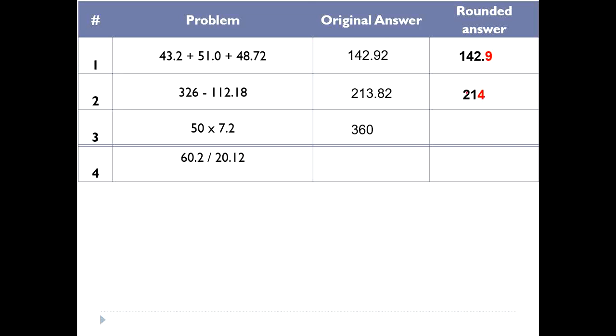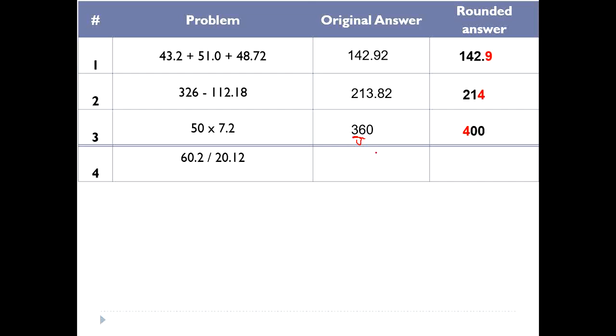Number 3, we have 360. It only has 1 significant digit from the 50, from the number 50. So how do you make this 1 significant digit? Because that's the only one. Well, I mean, you're still doing the same thing, right? Look at the 6. What does a 6 do? The 6 makes the 3 round up. So there's my 4. But what do you do with the rest? Gotta put in placeholders. So it becomes 400.